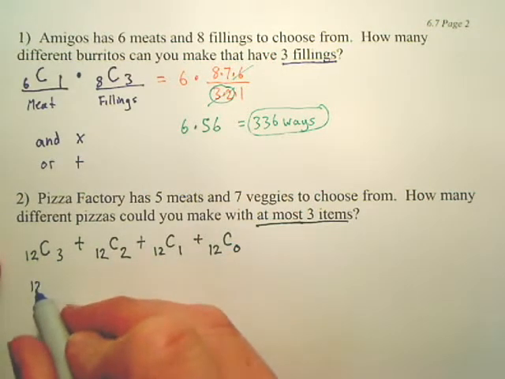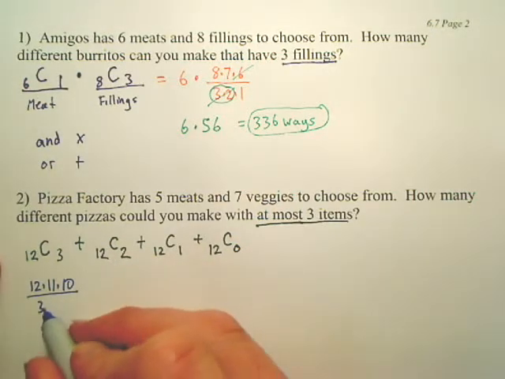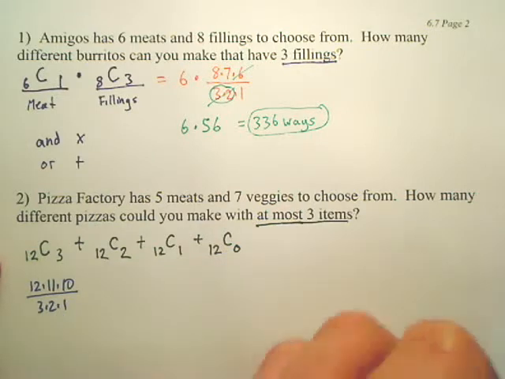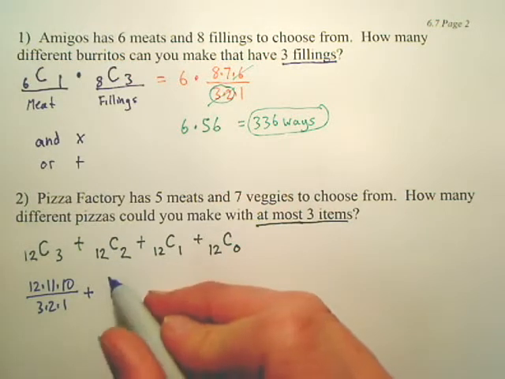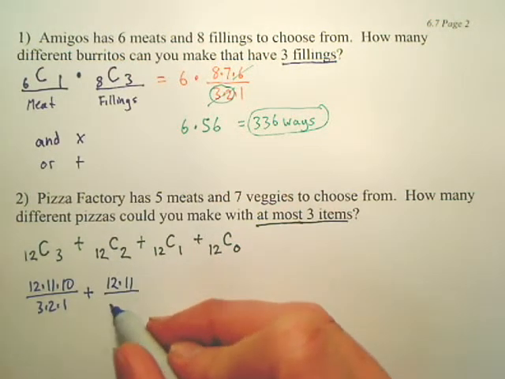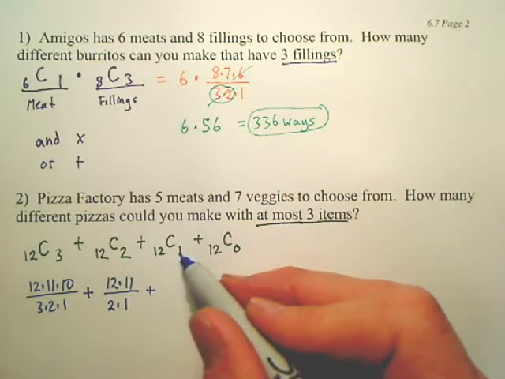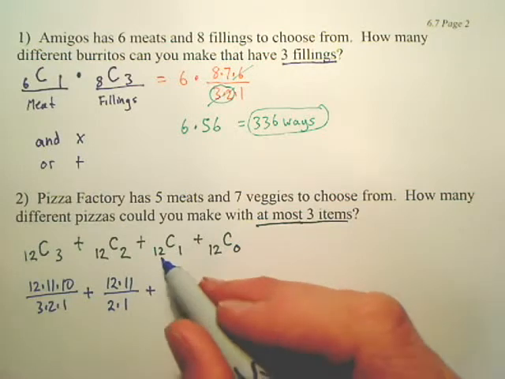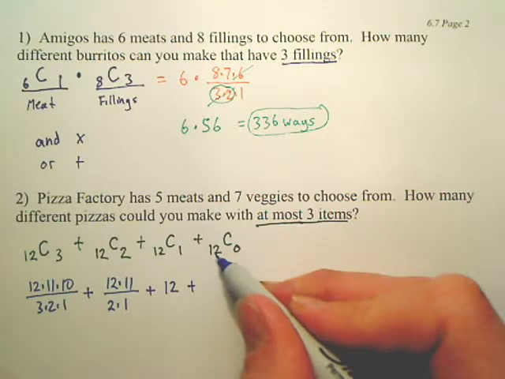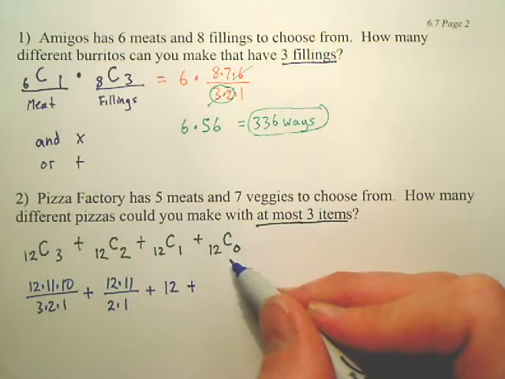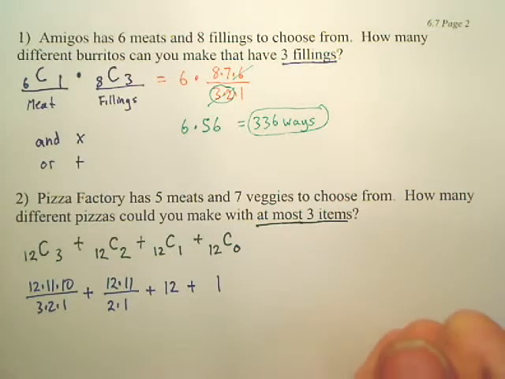12C3 would be 12 times 11 times 10 over 3 times 2 times 1 plus, we'll come back and finish that. 12C2 is going to be 12 times 11 over 2 times 1. 12C1, do you understand that's 12? Yep. Because if I have 12 to choose from and I want 1, I have 12 ways. And if I have 12 to choose from and I want nothing, isn't there one way to get it, and that's cheese? Isn't there one way to get a cheese pizza? It's a cheese pizza.